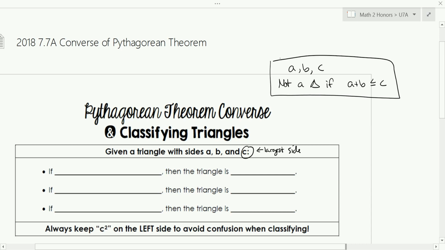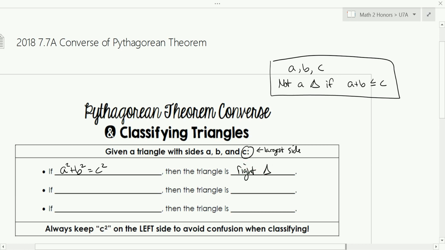We've seen that. What if it is a triangle, and it meets that requirement, but now we need to know if it's a right triangle. What do you think the relationship has to be between A, B, and C if it's a right triangle? If A squared plus B squared equals C squared is true, then it's a right triangle. That comes from the Pythagorean theorem. It's actually the converse of the Pythagorean theorem.